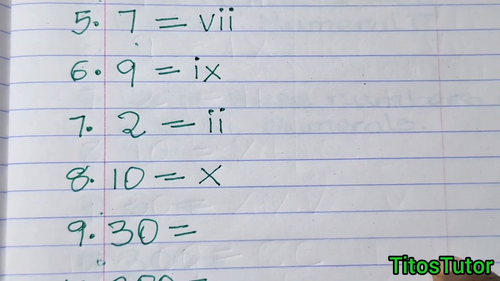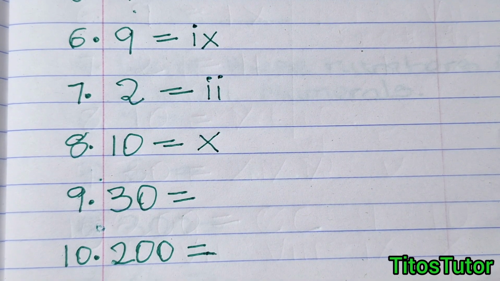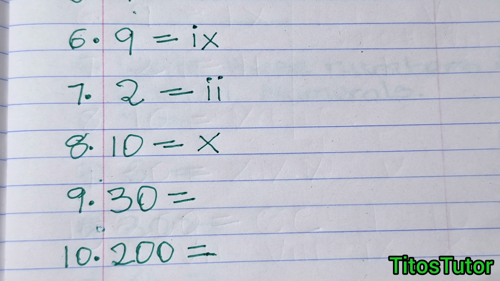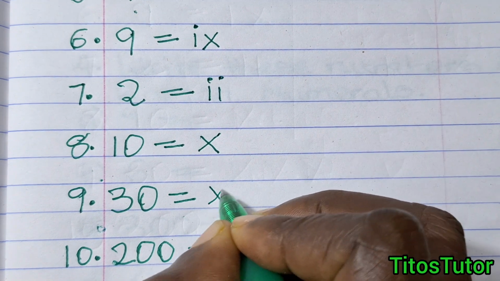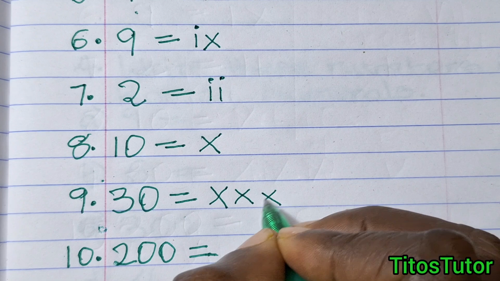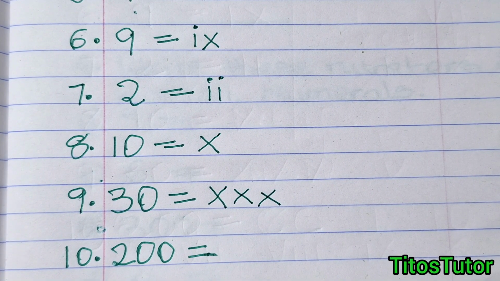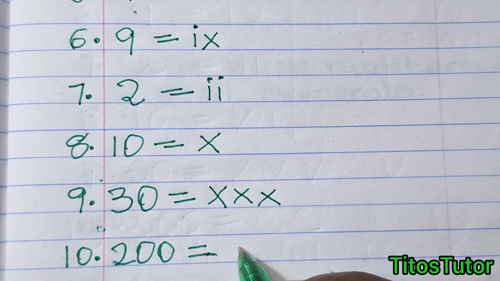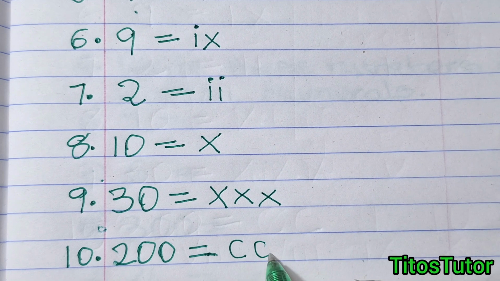Now, to write 30 in Roman numerals is to remember that 3 tens make 30. And in key Roman numerals, you can actually repeat X and you can repeat it 3 times. So for this, it is XXX. Now, the last one, 200. 200, you should know that the key Roman numeral 100 is C. And you can repeat it 2 times to give you 200. So 200 in Roman numerals is CC.